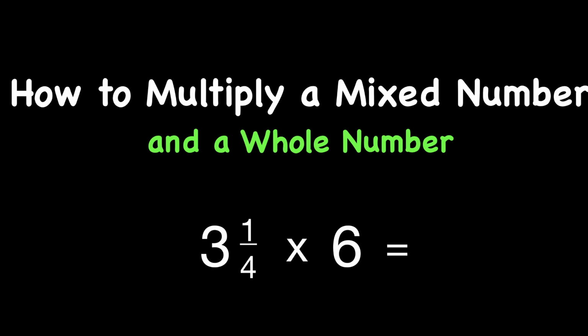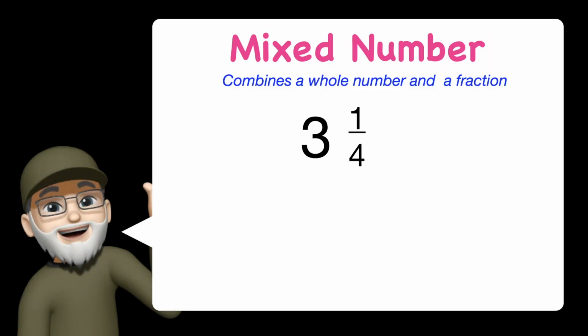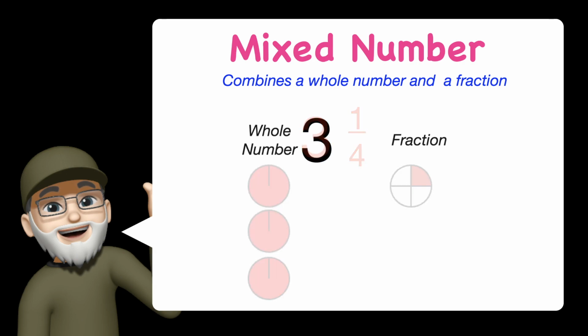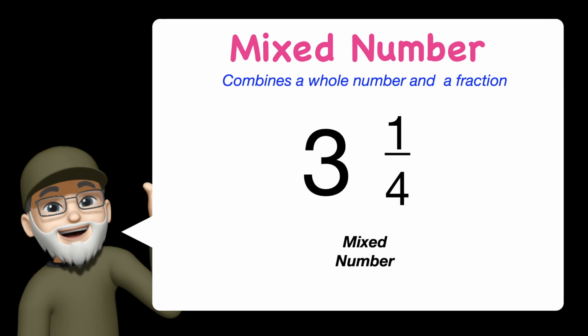This lesson is how to multiply a mixed number and a whole number. A mixed number is a number that combines a whole number and a fraction. For example, the 3 in this number is a whole number because it represents 3 wholes. The 1/4 portion is a fraction because it represents only 1/4 of one whole. When you combine a whole number and a fraction together, it makes a mixed number.